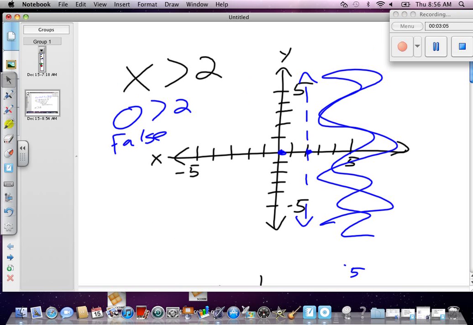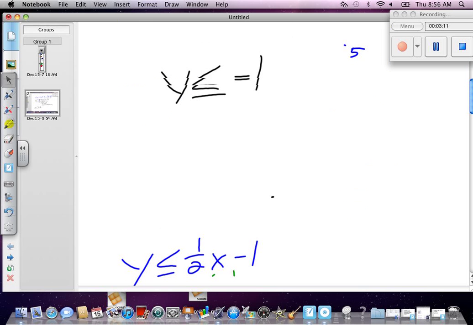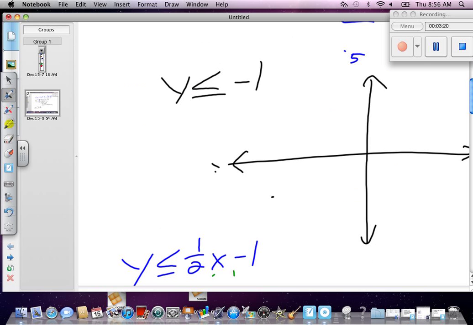All right, I'm going to move it up. Why don't you guys try this one on your own? y is less than or equal to negative 1. I want you to try graphing that on your own. Okay, so do you think your line is going to be straight up and down, or is it going to be sideways? It's going to be sideways. So I'm going to go to negative 1, and I'm going to draw a solid line or a dotted line. How do we know it's solid? Because it's underlined. It's or equal to.